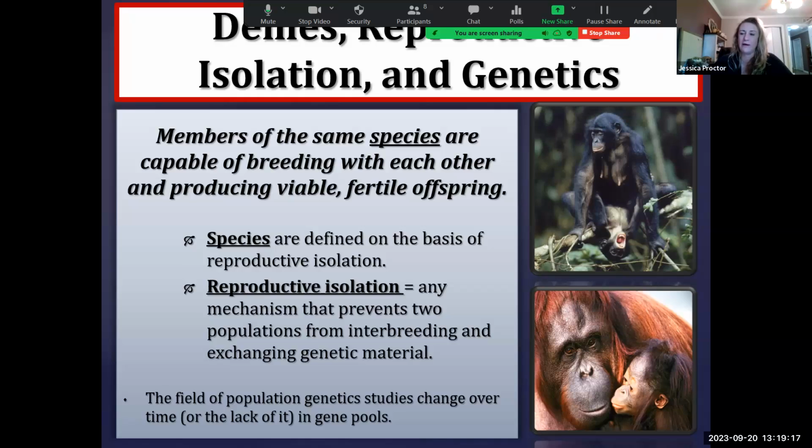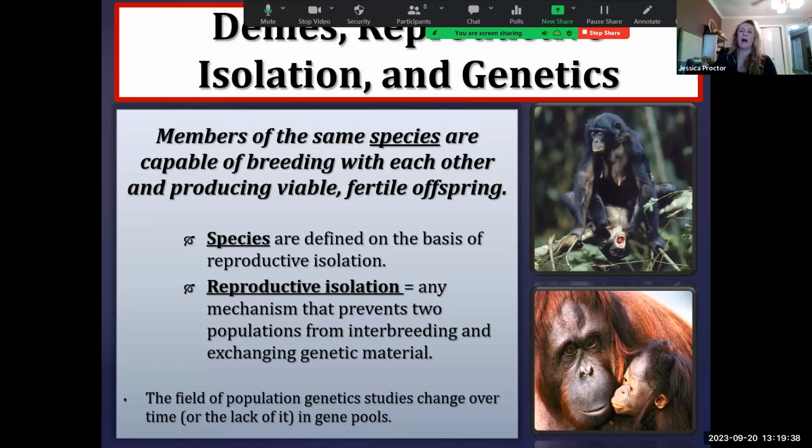That's also true of horses and donkeys. That's also true of ostriches and emus. It's also true of many different species. But if two individuals are capable of interbreeding with one another and producing viable, fertile offspring, then they are defined as members of the same species.